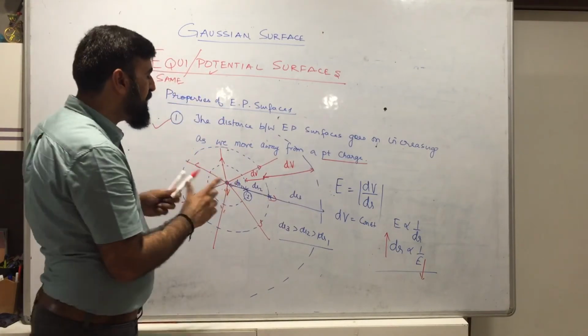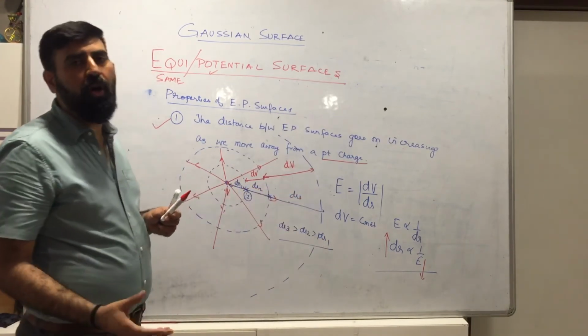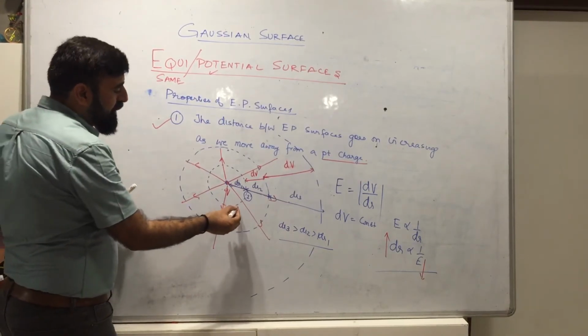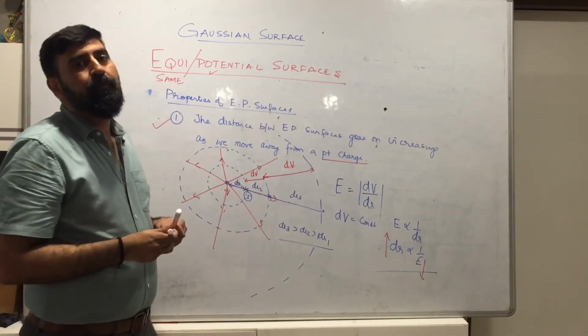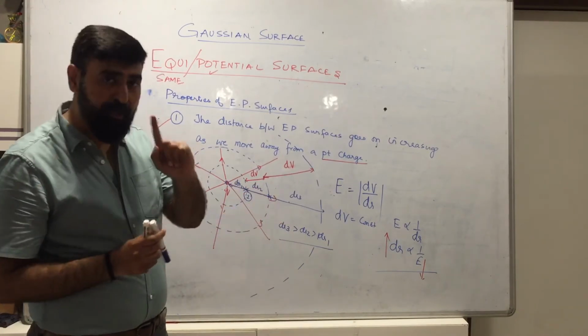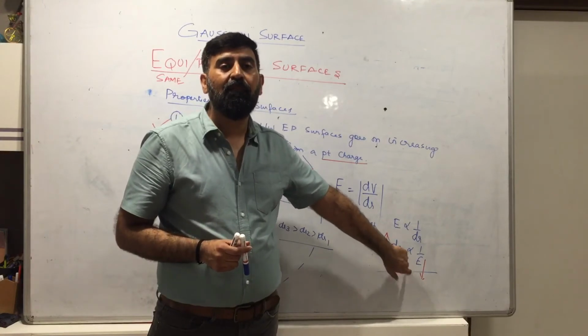So if dr increases, what does it mean? The distance between successive equipotential surfaces goes on increasing, right? So if they ask you to draw three equipotential surfaces, do not draw them equally spaced. The spacing will go on increasing, especially when the electric field is not constant, when it is variable.